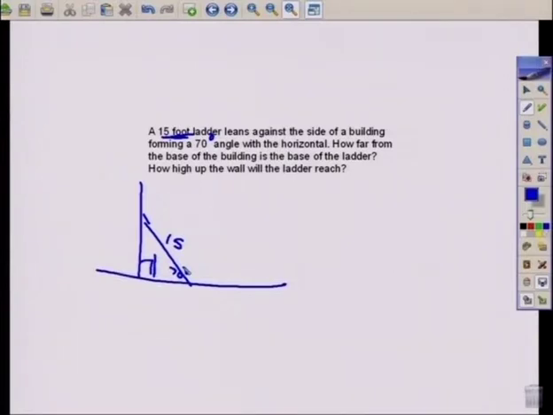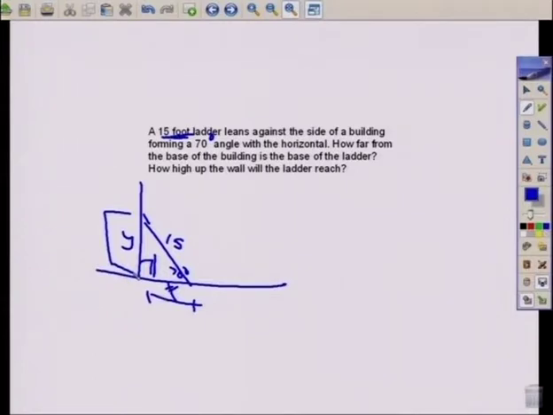How far from the base of the building is the base of the ladder? That's this distance from here to here. I'm going to represent that with x. And how high up the wall will the ladder reach? That's this distance here, which I will represent with y. From the picture, we see we have a right triangle where we know the hypotenuse, we know one of the acute angles, we also would know the other one would be 20 degrees, and we want to know both the adjacent and the opposite side relative to that 70-degree angle.